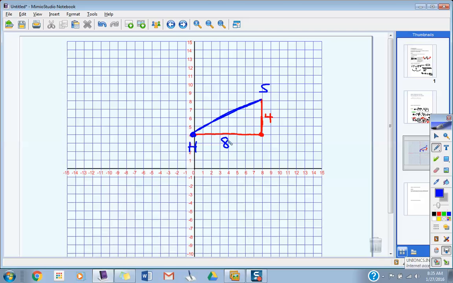It has to be shorter than the 8 and 4 put together. So what is 8 plus 4? 12. So we know the distance that we're going to run is going to be shorter than 12. Okay?